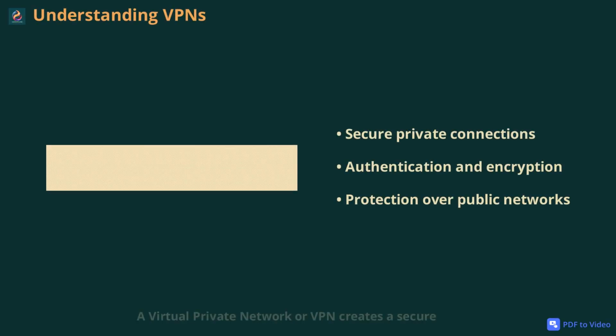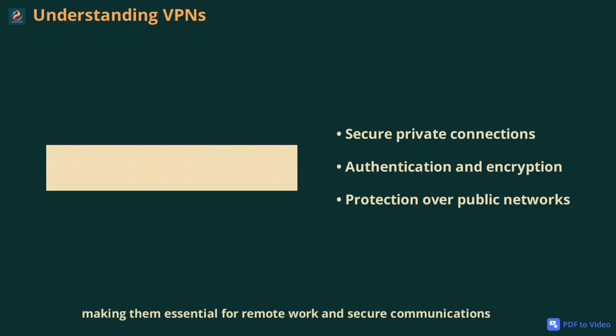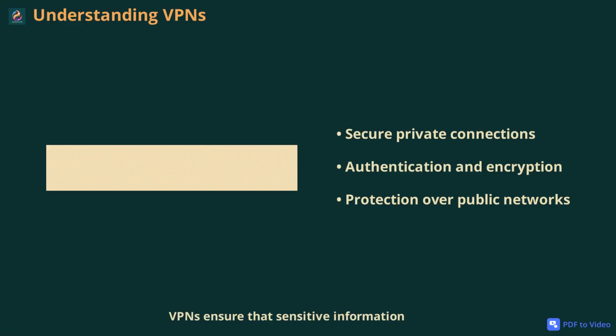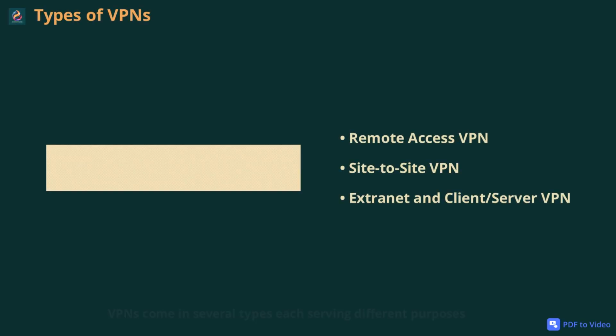A virtual private network, or VPN, creates a secure private connection over a public network like the internet. VPNs use authentication and encryption to protect data integrity and confidentiality, making them essential for remote work and secure communications. By establishing encrypted tunnels, VPNs ensure that sensitive information remains protected from eavesdroppers and cybercriminals, even when transmitted across untrusted networks. VPNs come in several types, each serving different purposes.